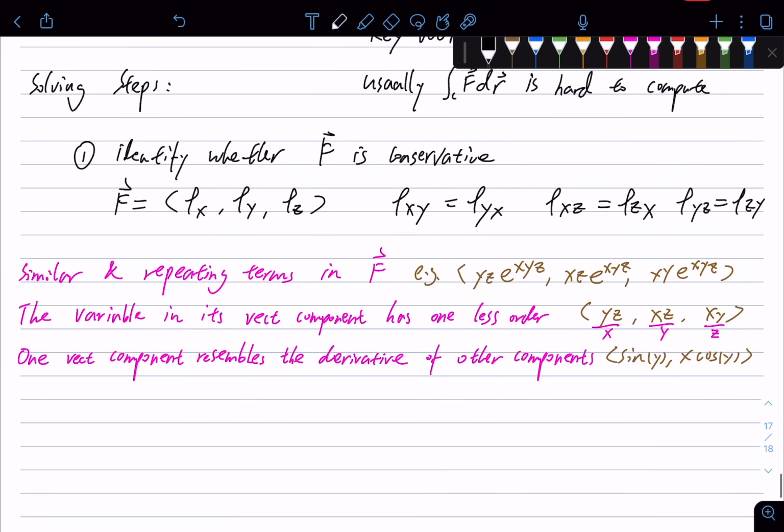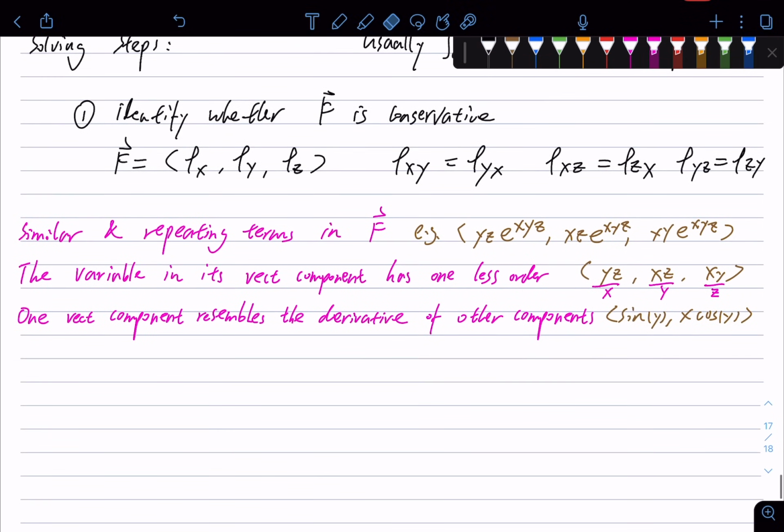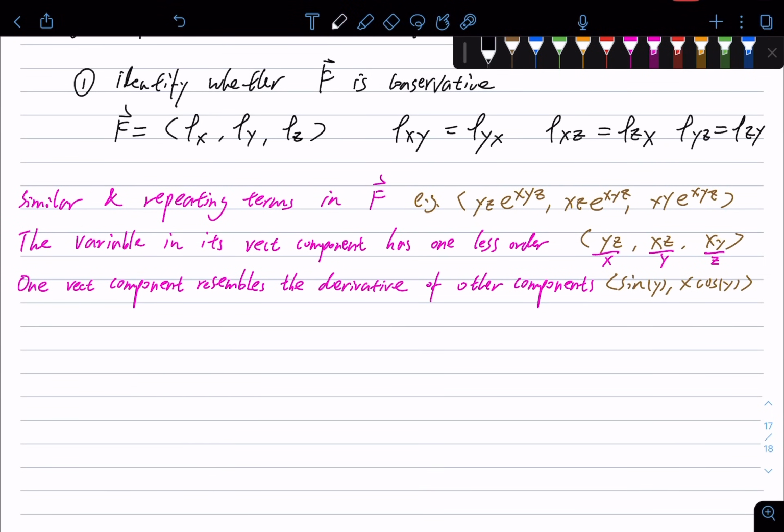So I'm going to call this step 1, and then step 2, we're going to find the potential function phi(x, y, z).